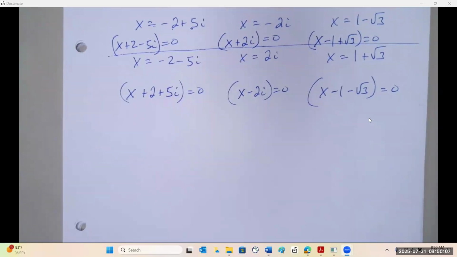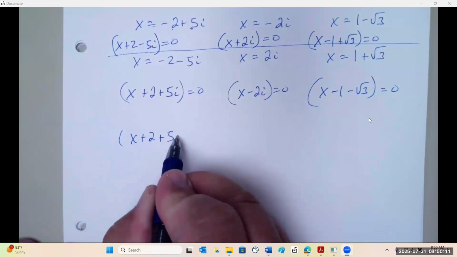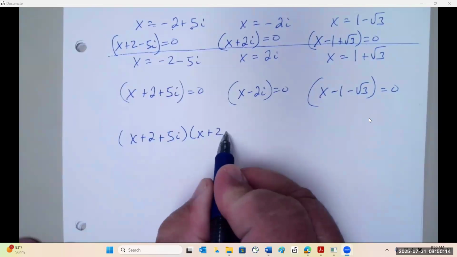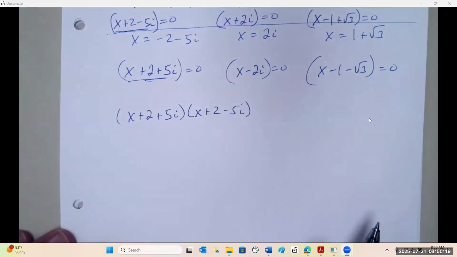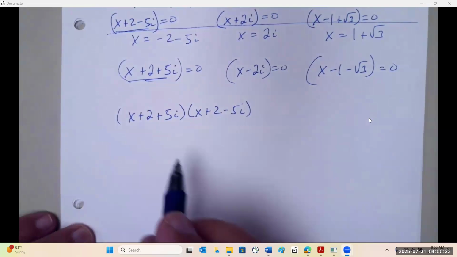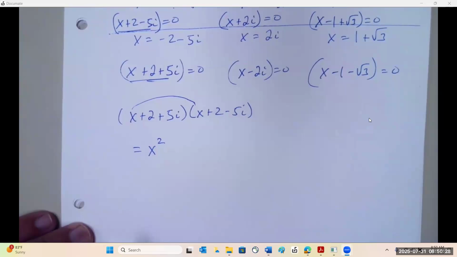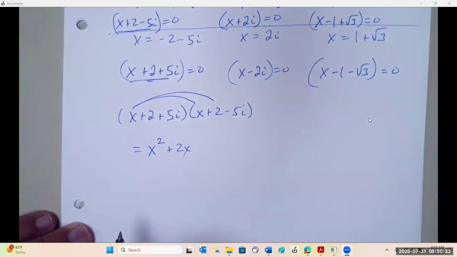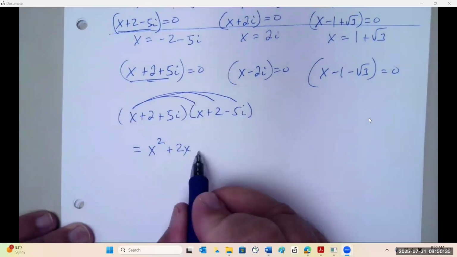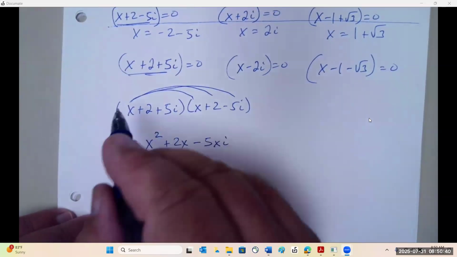Now, imagine multiplying these together. Let's look at the first one. If we multiplied these first two together, how much fun would that be? Let's see. X times x is x squared. X times 2, 2x. X times negative 5i is negative 5xi. That's it for the x.